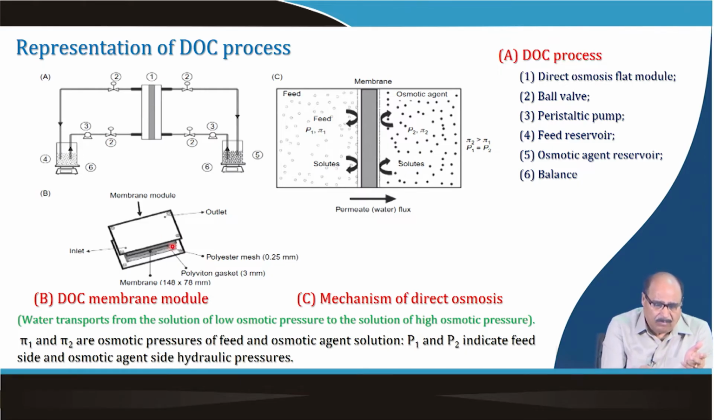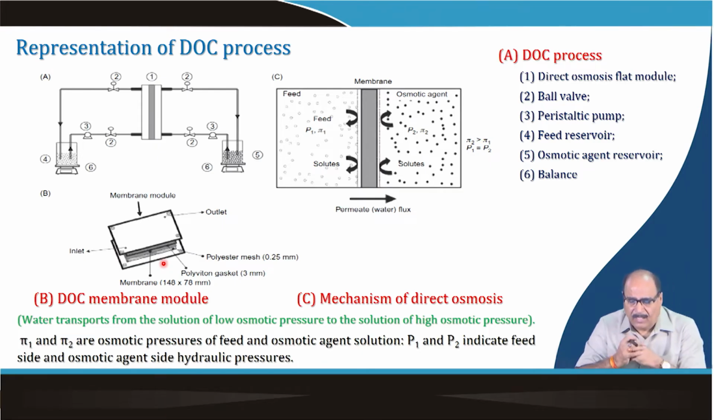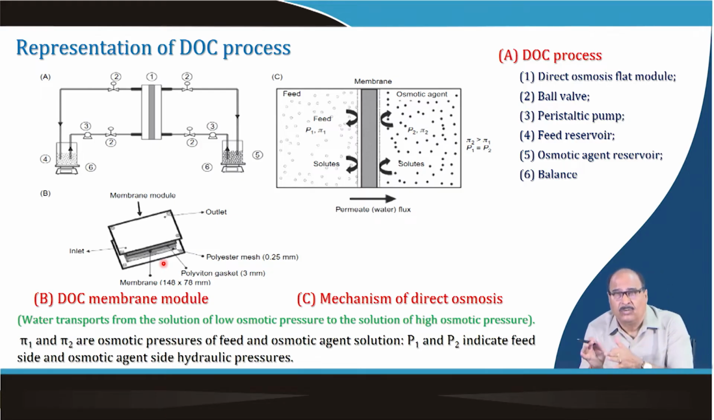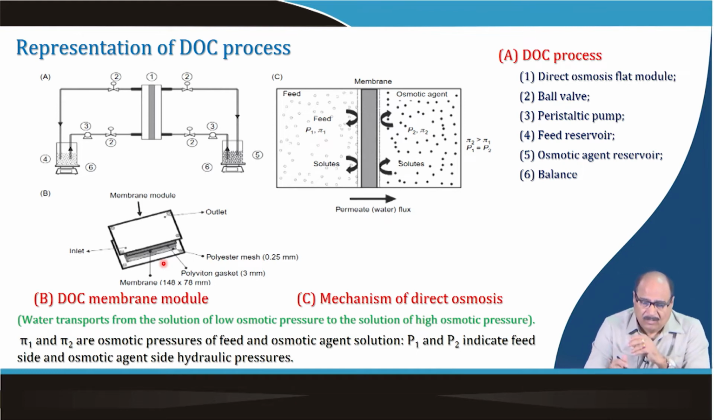And these are the membrane modules shown in B, DOC membrane modules, and the mechanism of direct osmosis, how it occurs, I already explained in an earlier slide. So, basically water transports from the solution of low osmotic pressure to the solution of high osmotic pressure. This is the basic mechanism. In this figure, pi 1 and pi 2 are osmotic pressures of feed and osmotic agent solution, and P 1 and P 2 indicate feed side and osmotic agent side hydraulic pressures.